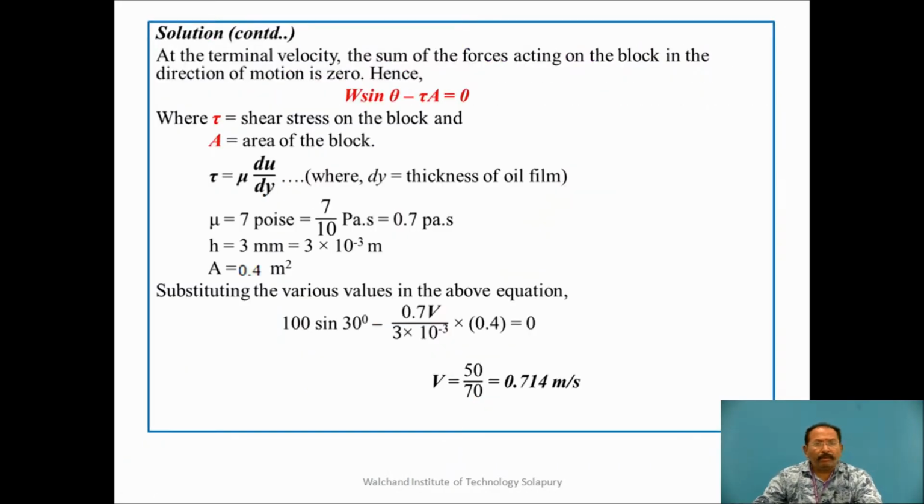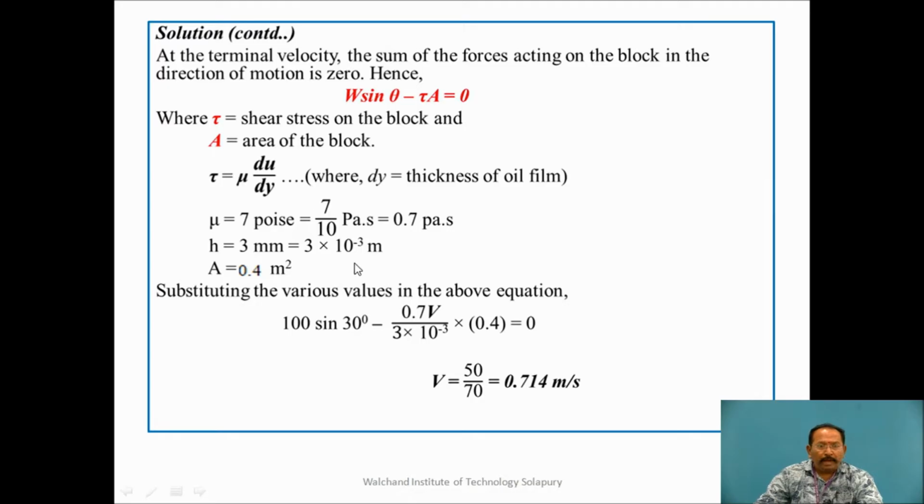Now we know the particular equation regarding dynamic viscosity, that is tau is equal to mu into du by dy, or mu is equal to tau upon du by dy. Tau is shear stress, mu is dynamic viscosity, du is the velocity and dy is the thickness.